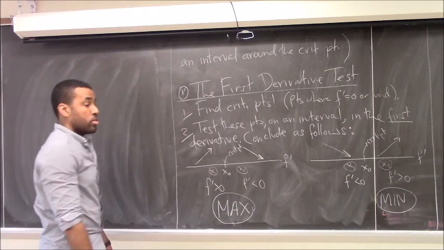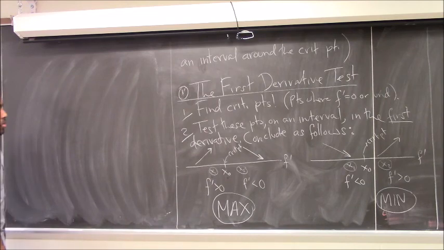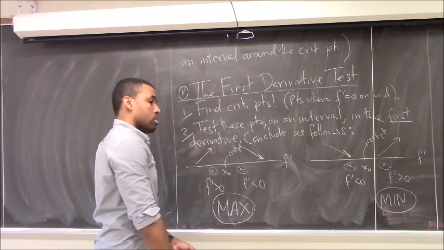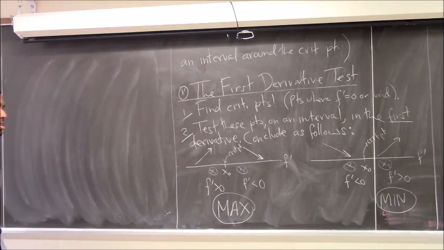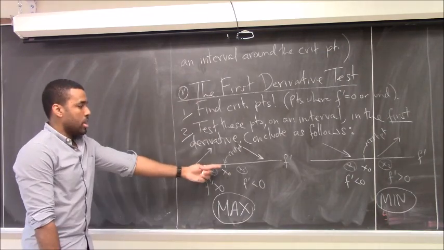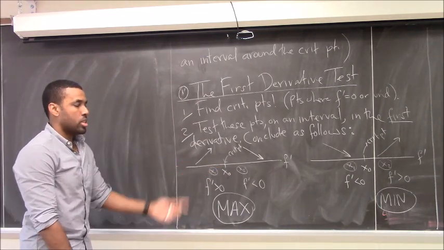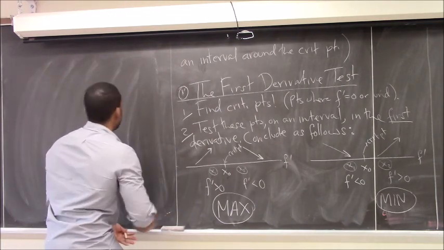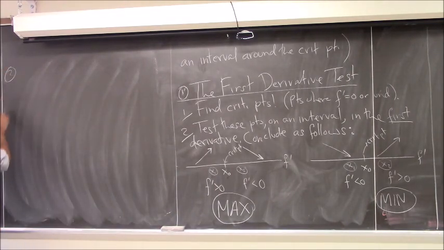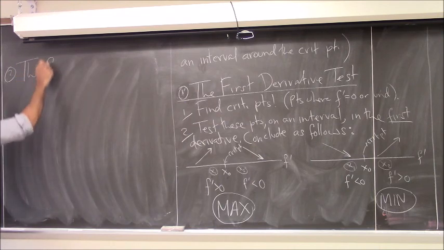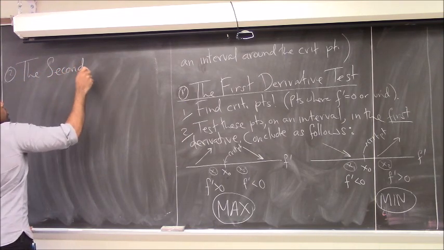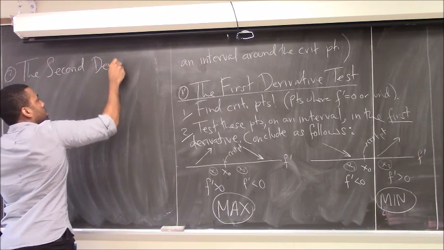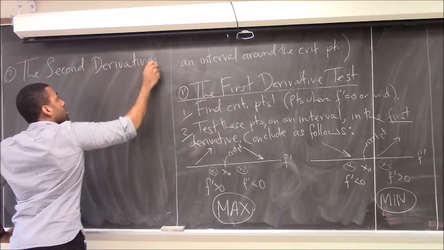So that's the first derivative test. We'll do some examples later, but I just want you to understand the idea. Find the critical points, plot them on an interval, test points on either side, see what the derivative is doing, and you can make a conclusion from that. In the second derivative test, you would obviously use the second derivative. And this is basically using what we know about concavity.